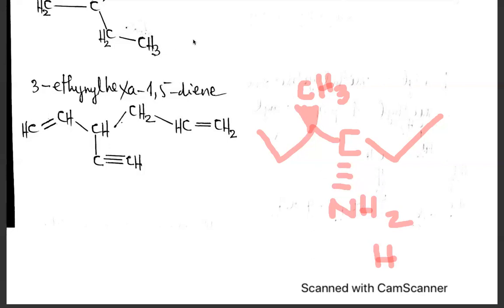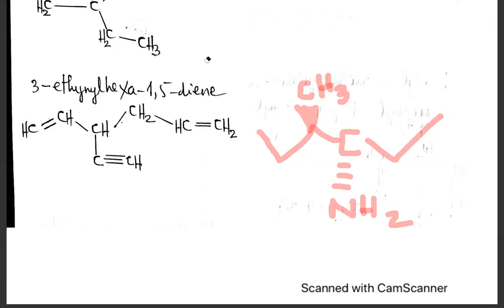If you have this type of arrangement and they tell you to name it according to IUPAC, this is where you apply the CIP rules. You look at which one is priority, you move in the clockwise or anti-clockwise direction, depending on the carbon that is asymmetric.